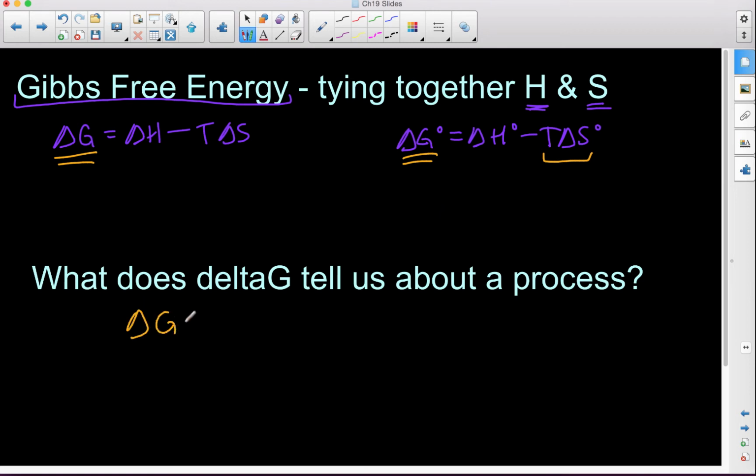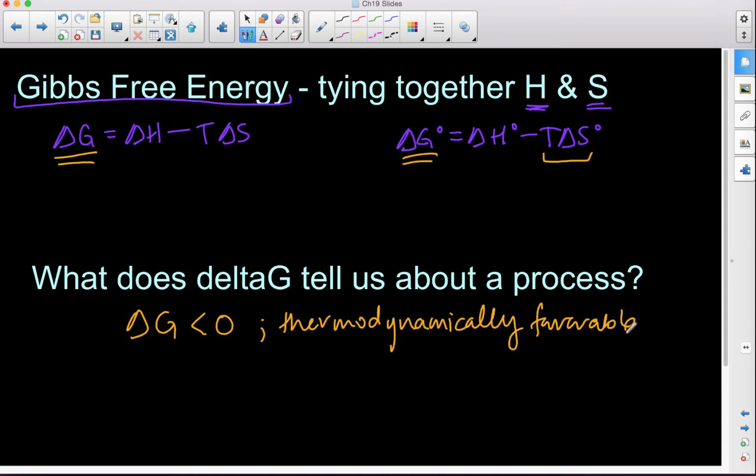So if my delta G is less than 0, then what that says is my process is, I should have typed this out because I hate writing this, thermodynamically favorable. Meaning based on the energetics of my products versus my reactants, this process ought to go on its own. It is basically spontaneous, though spontaneous is not the word of choice. Thermodynamically favorable is. And I should be more specific here: it means negative values.